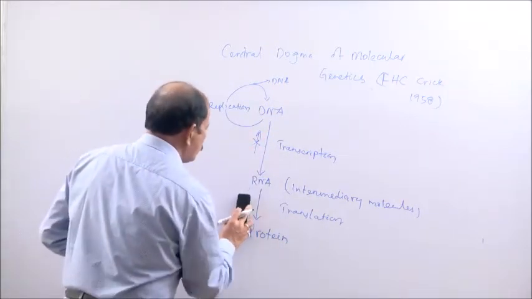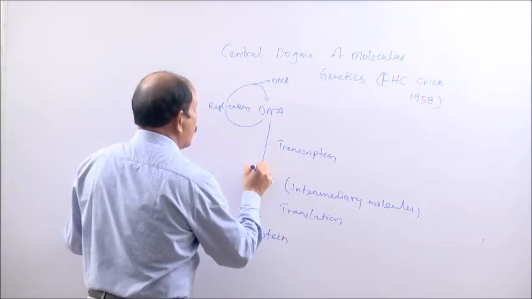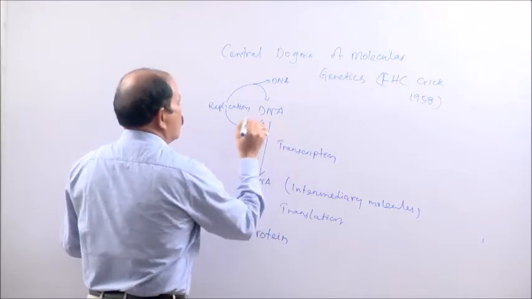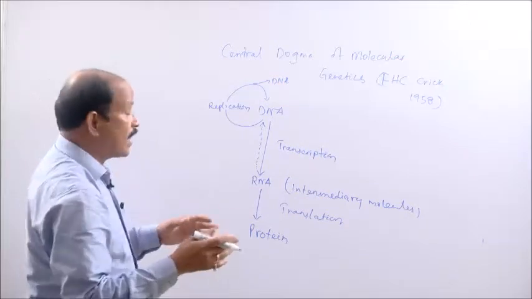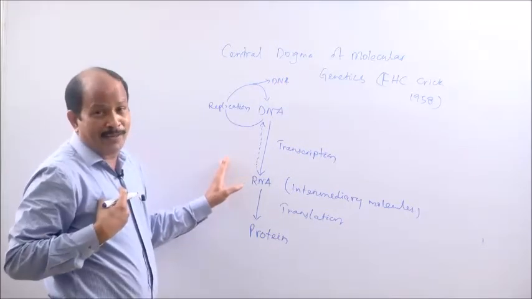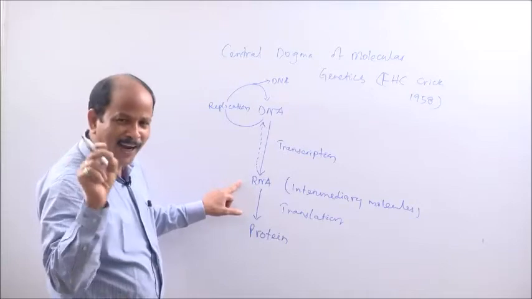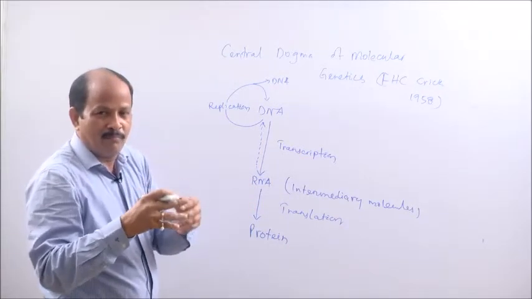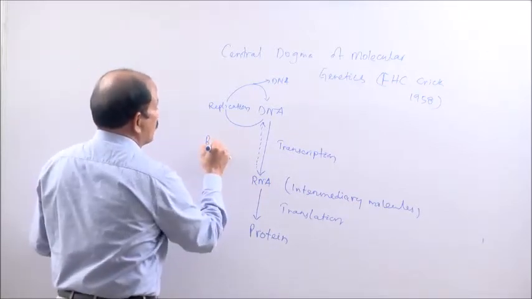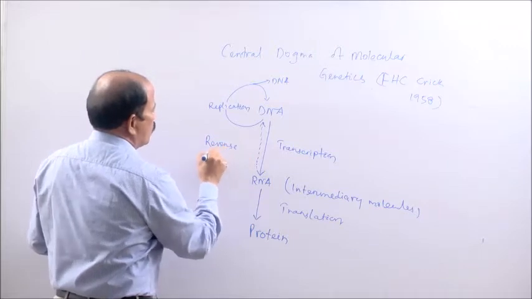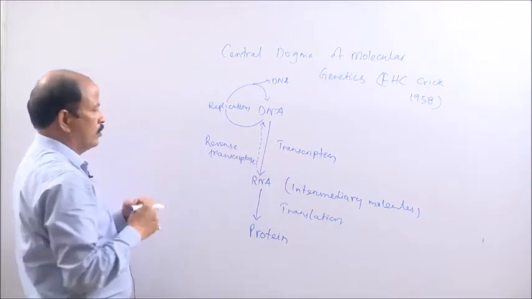But what was seen towards 1970 was that in HIV, a kind of retrovirus, human immunodeficiency virus causing AIDS, has RNA as genetic material. When it enters our cell, it utilizes its genetic material, that is RNA, and it has one enzyme called reverse transcriptase.